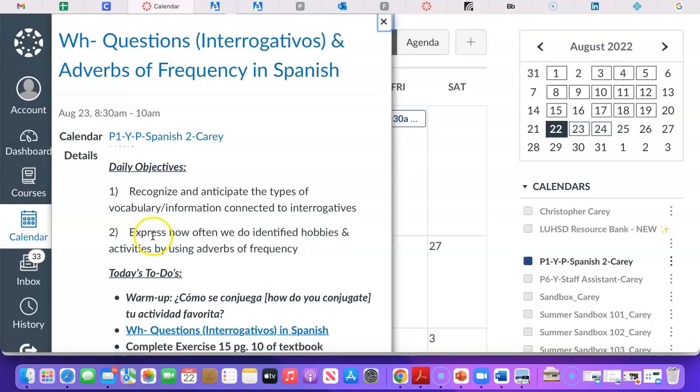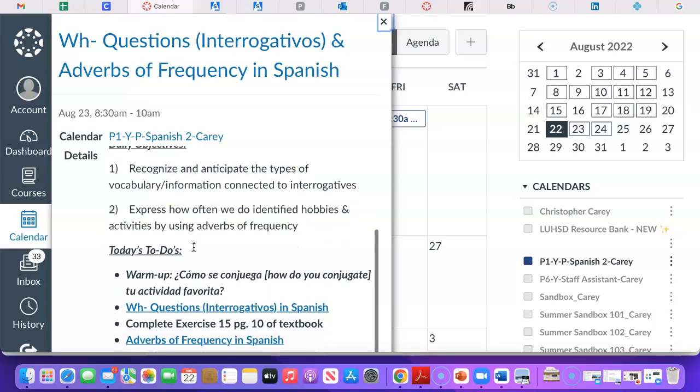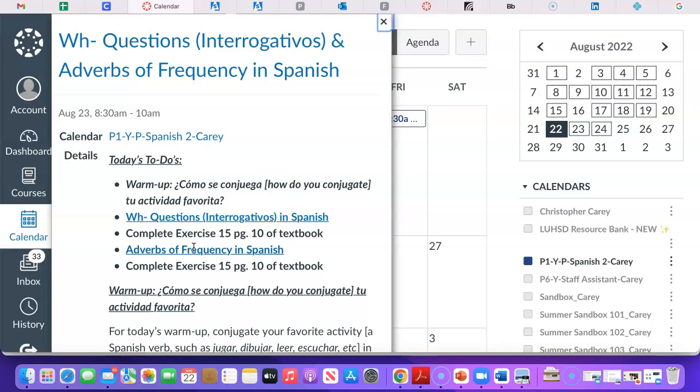And then adverbs of frequency, we're going to review those, and you guys are going to learn how to use those to express how often you guys do the hobbies and activities that you identified at the beginning of the academic year. So this is our to-do list for today. Warm up as always to get started.